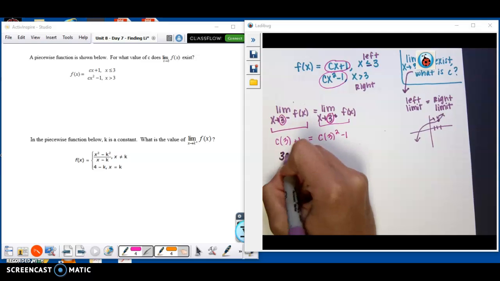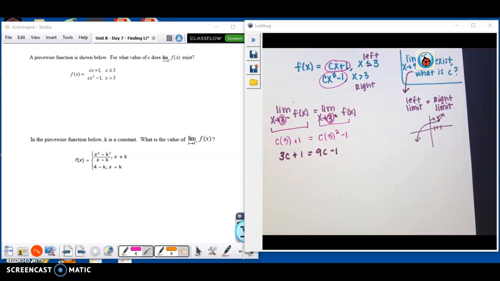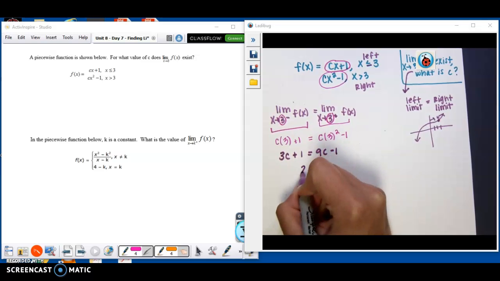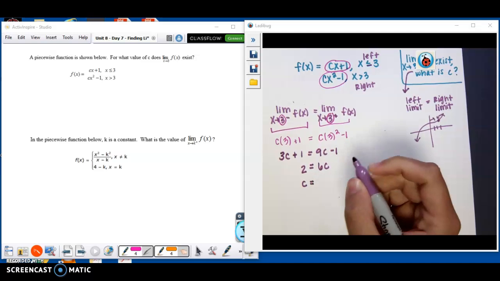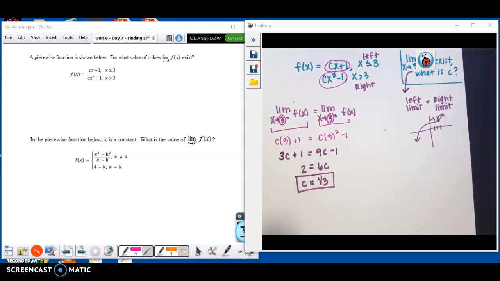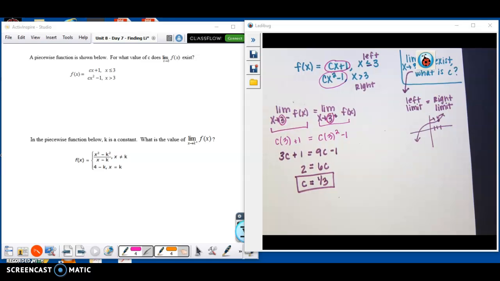We have 3c plus 1 equals 9c minus 1. So if I subtract over, we'll have 6c equals 2. So c is going to be equal to 1/3. So when c is equal to 1/3, that means the left and the right will give you the same answer, which means that the limit would have to exist.